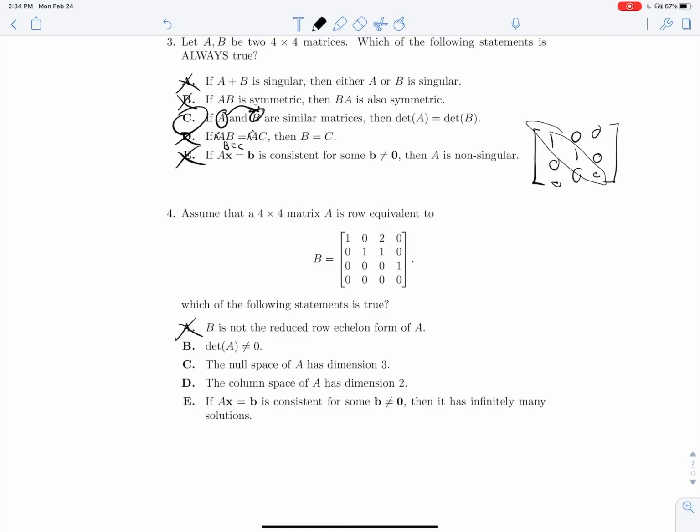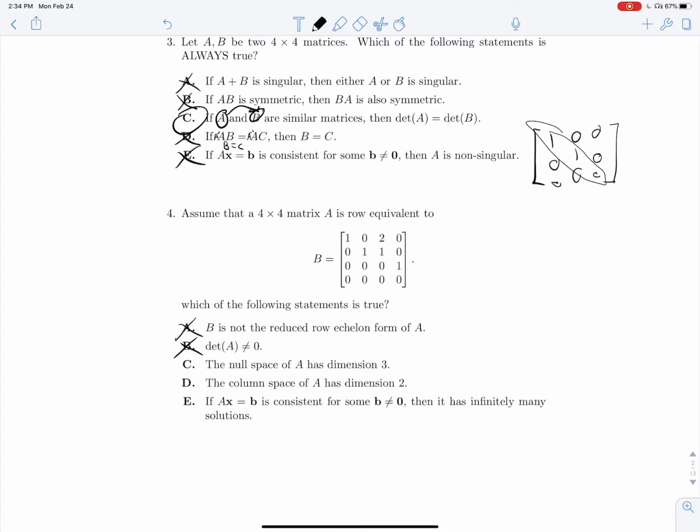B, the determinant of A is 0. Well, we can find the determinant of B by multiplying all the elements on the main diagonal of B. We'll see that the determinant of B is equal to 0. And that's important because A is row equivalent to B. So A's determinant must also be 0. So B is incorrect. What about C?